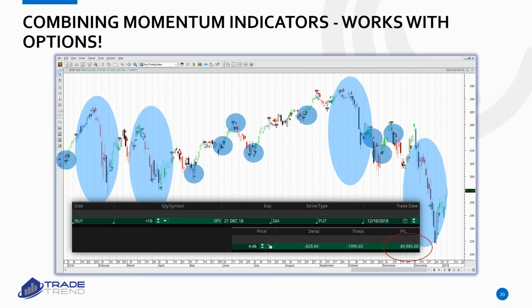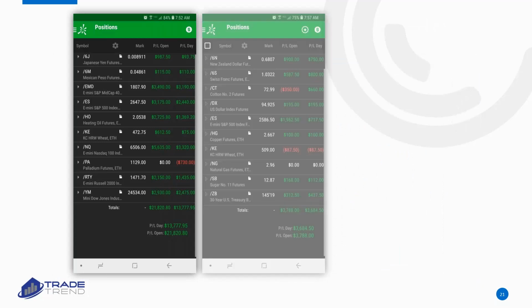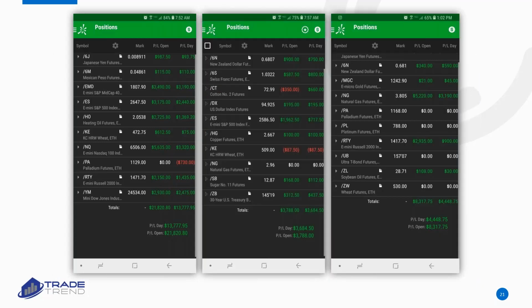But again, we have a lot of members who simply buy calls and puts off of these signals. So again, I keep things pretty simple in my trading. I do trade options and stocks and Forex, and I also do a lot of futures trading. So again, these are live results using the trade trend signals in my personal brokerage account in the futures market.